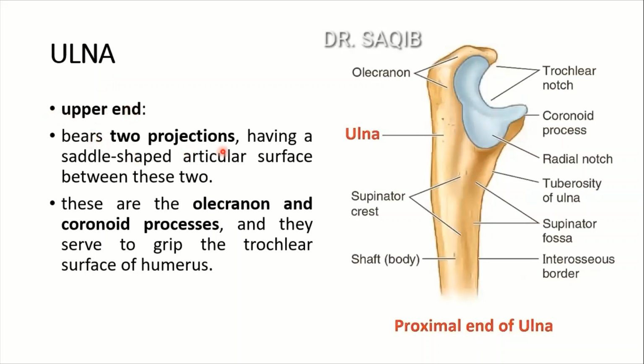It bears two projections having a saddle-shaped articular surface between these two. This saddle-shaped articular surface is known as the trochlear notch. These are the olecranon and the coronoid process. The two projections are the olecranon process, you follow the laser, and this is the coronoid process. And they serve to grip the trochlear surface of the humerus.